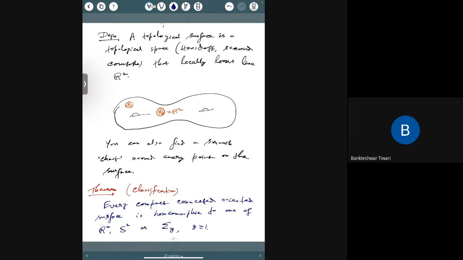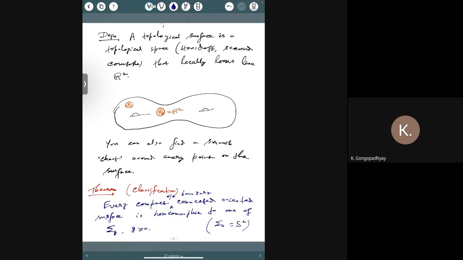All right. Since it is compact, maybe you can remove this R2. Yeah, absolutely, sorry, thank you. Also maybe you can say it is compact without boundary. Yeah, thanks. So since this is the case, then actually I can write sigma g where g is greater than or equal to 0. So sigma 0 is S2.